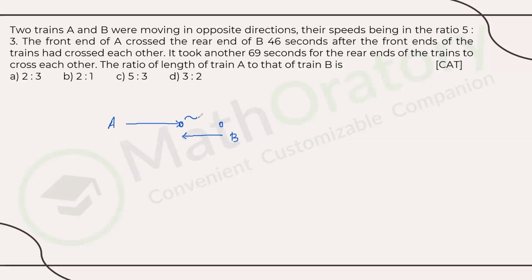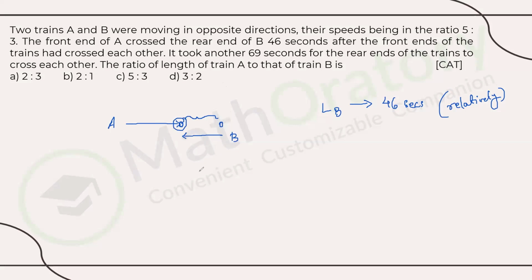So what is this length? This is just the length of train B, right? So the length of train B is traversed in 46 seconds relatively, because both the trains are moving. Don't forget that. So relatively, they took 46 seconds to cover the length of train B. Now it continues and says that it took another 69 seconds. So what does another mean? Whatever happened in the previous situation ended at the point where this front end reached here, right?